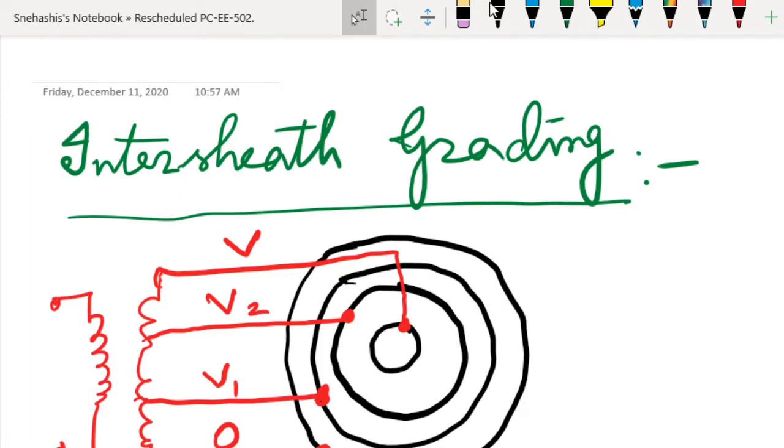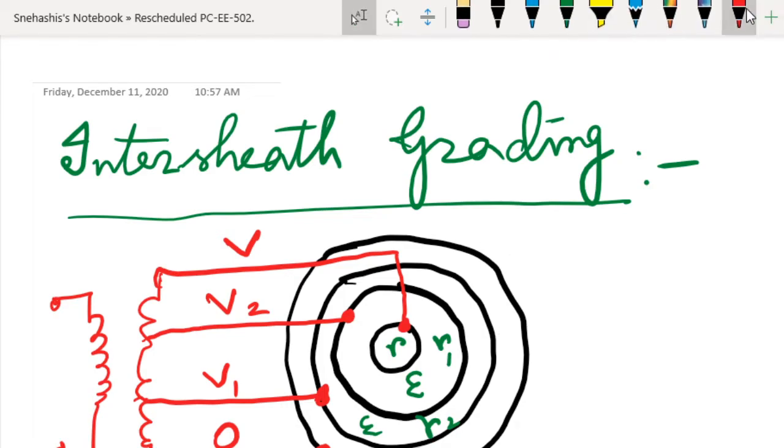Okay, this is R, R1, epsilon 1. Okay, same material, so epsilon. So we have discussed while discussing about intersheet grading, same materials but different layers at different potential. So permittivity will be same for all the layers. Epsilon R2, epsilon capital R.